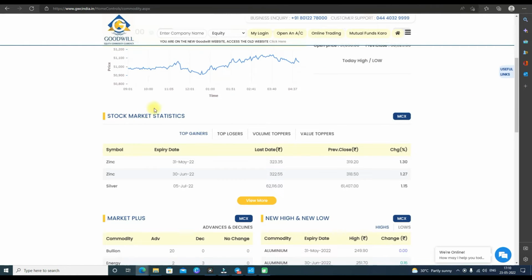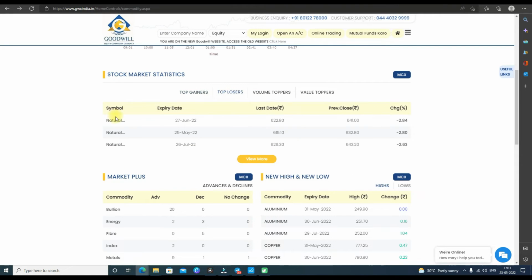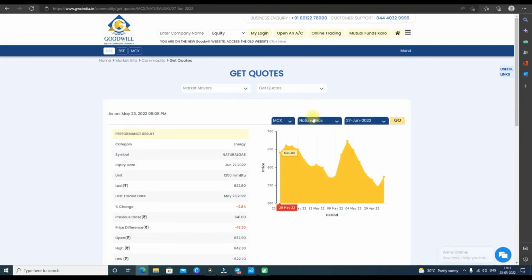Then after that we can see the stock market statistics and the symbols which have been in top gainers. For top gainers in terms of commodities, we have zinc and silver, and for top losers we have natural gas.